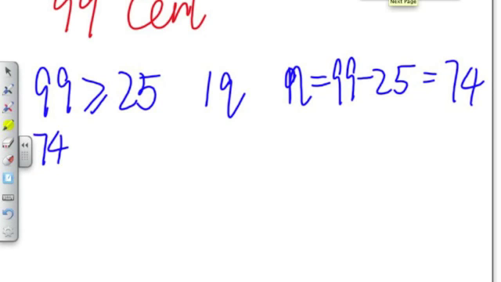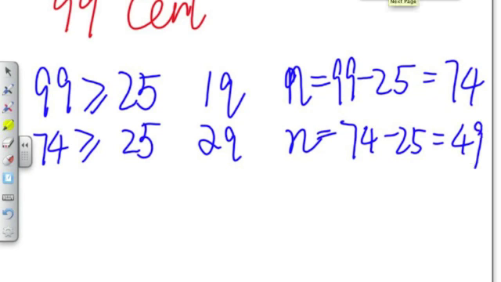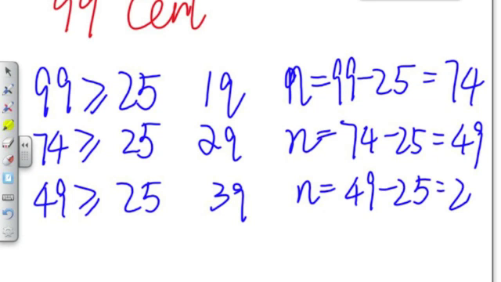We find out 74 is still larger or equal to 25, so we use the second quarter, and the number becomes 74 minus 25. It becomes 49 now. 49 is still larger or equal to 25. We use the third quarter, and the number we need to make change for becomes 49 minus 25, which is only 24. So 24 is no longer larger or equal to 25, so we are done with quarters. We use 3 quarters in total.